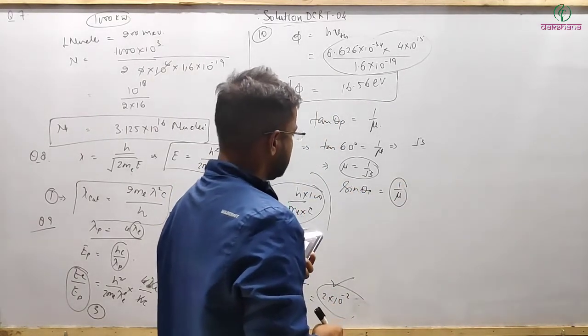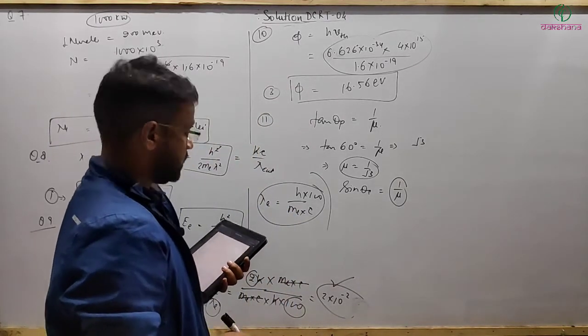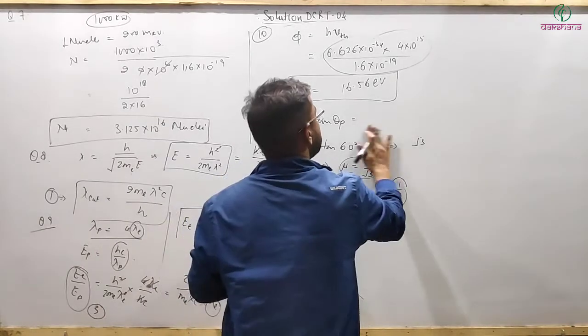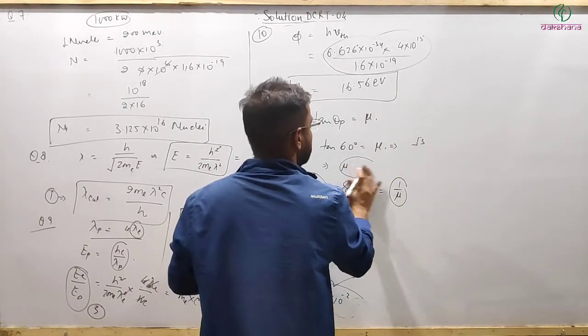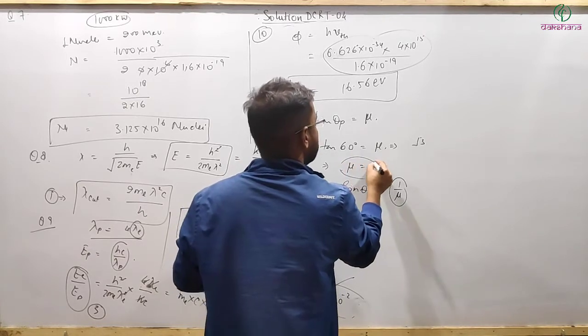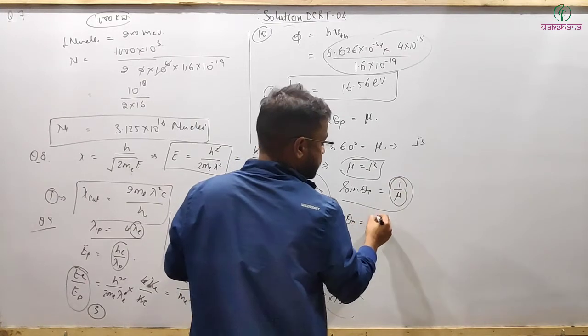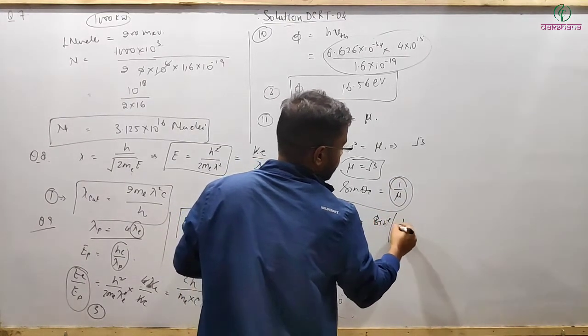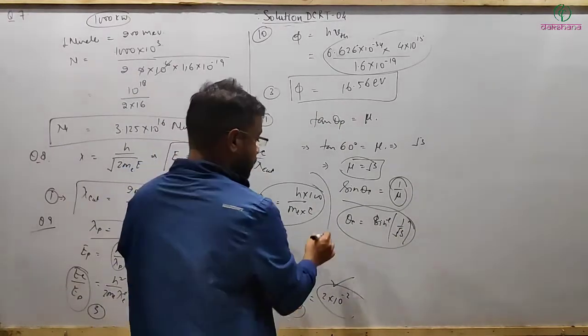Wait a second, tan 60 degree is root 3, okay, wait, this is equal to simply mu. So mu is equal to root 3, and critical angle is 1 by mu, so this implies theta c is equal to sine inverse of 1 by mu, that is 1 by root 3. This is the answer matching with option number 4.